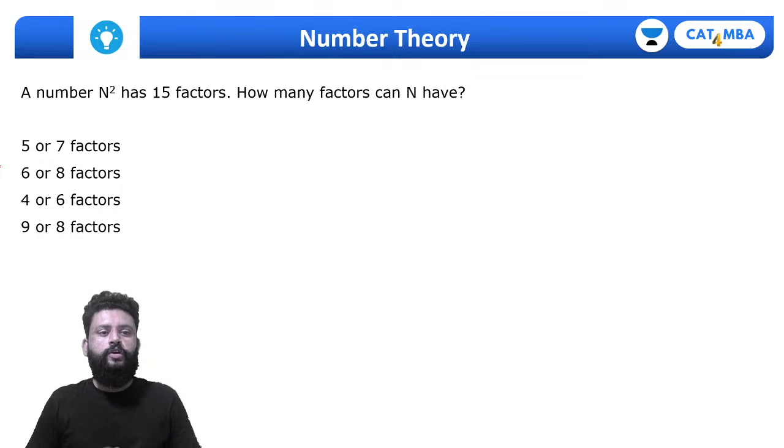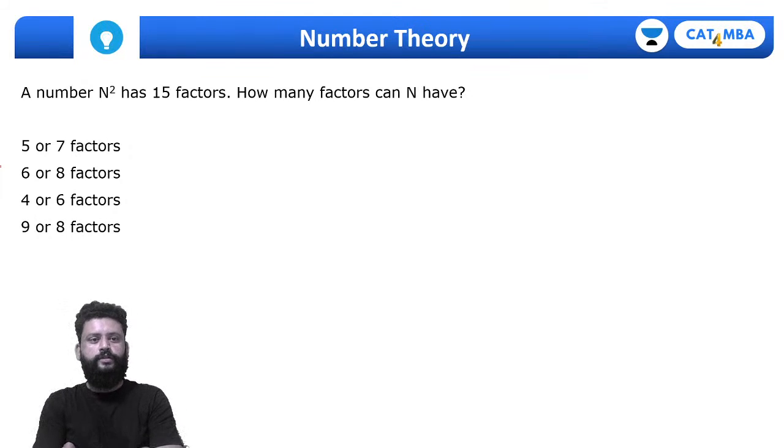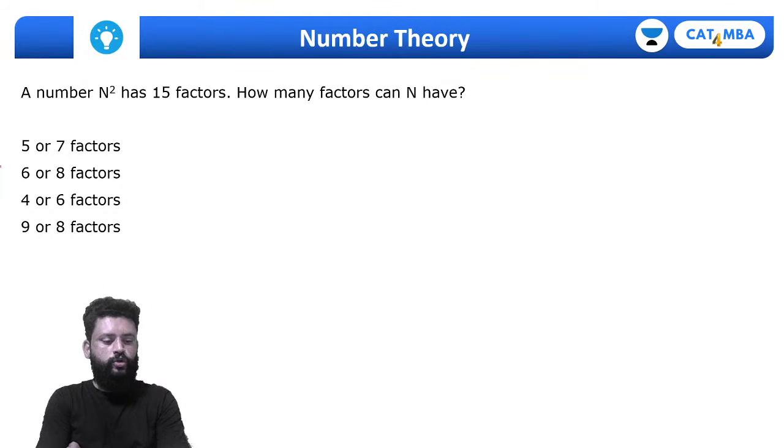Understood. Okay. So here's one more question. A number n square has 15 factors. How many factors n have? सोचो, अभी सबको पता है, नंबर ऑफ फैक्टर्स का फॉर्मूला भी बता दिया है. Each and every one of you know how to get the number of factors.